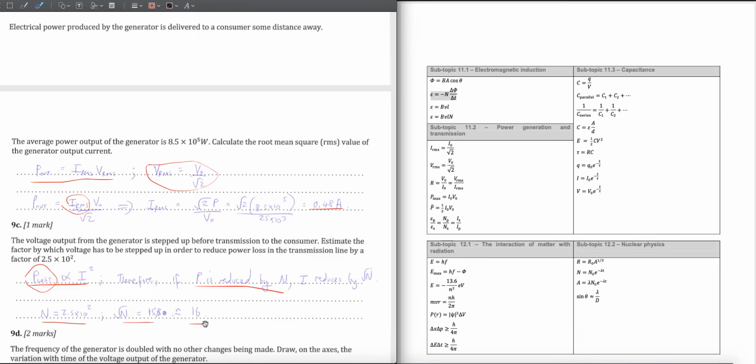This all comes from the fact that our energy conservation, remember, P equals IV. Okay, and that will tell you the factor by which voltage goes up and current goes down.